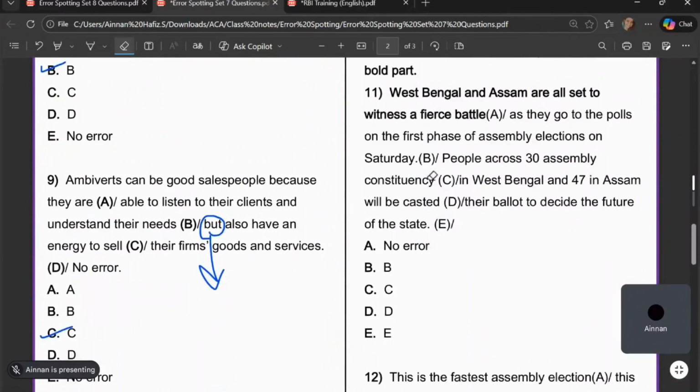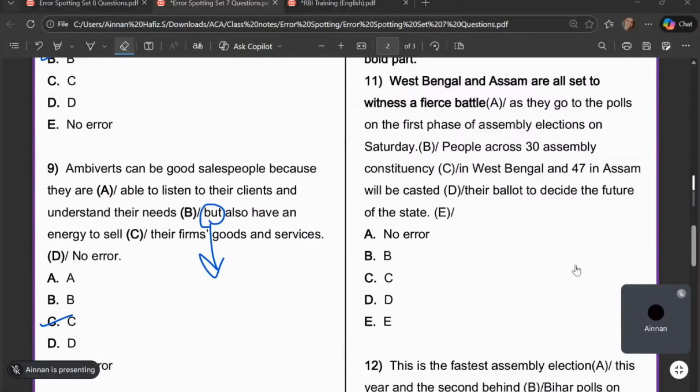Yes, go ahead. Ma'am, in this we want to find the error or the correction. You're supposed to find the error. They're telling you you're supposed to find the error, but whichever sentence is in bold, there is no error in that. So you can just ignore this and look at the other sentences.